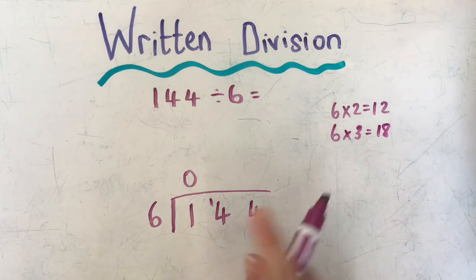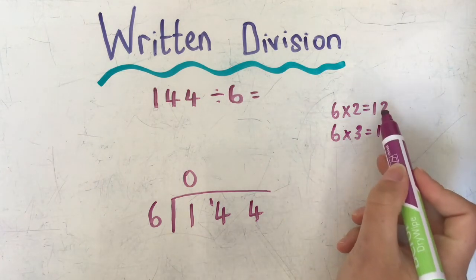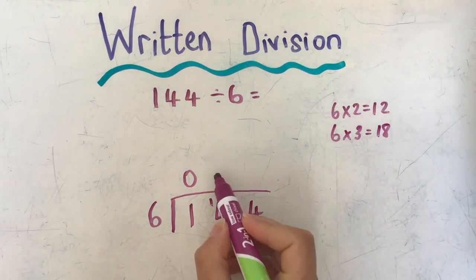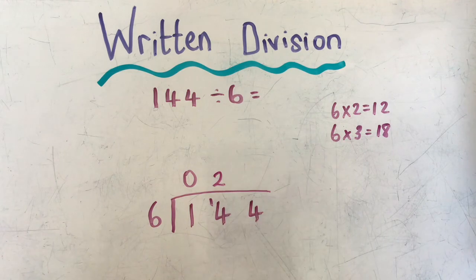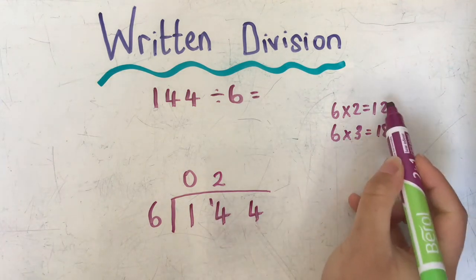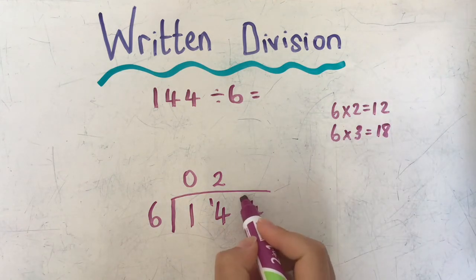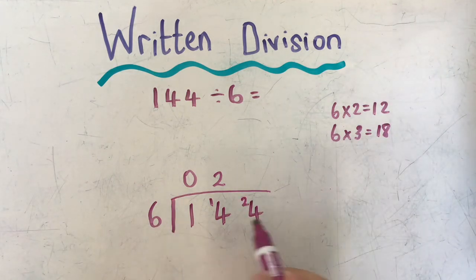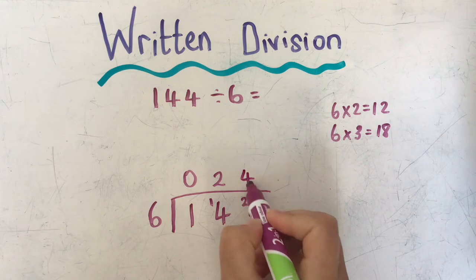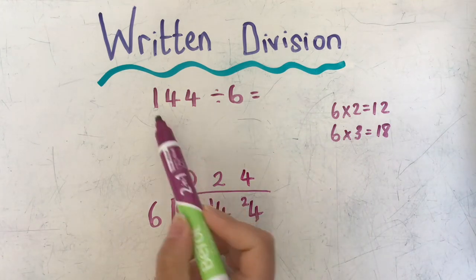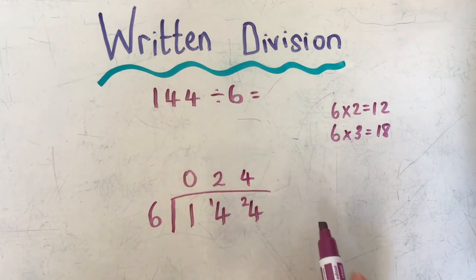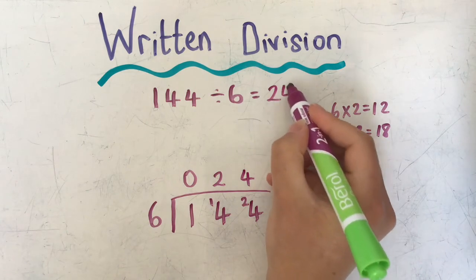So we have to choose the one before it. In this case, 6 multiplied by 2 is 12, so it goes in twice, and then we're going to have some to carry over. That's the difference between the 14 and 12, which in this case is 2. 6 goes into 24 4 times. So 144 divided by 6 is 24.